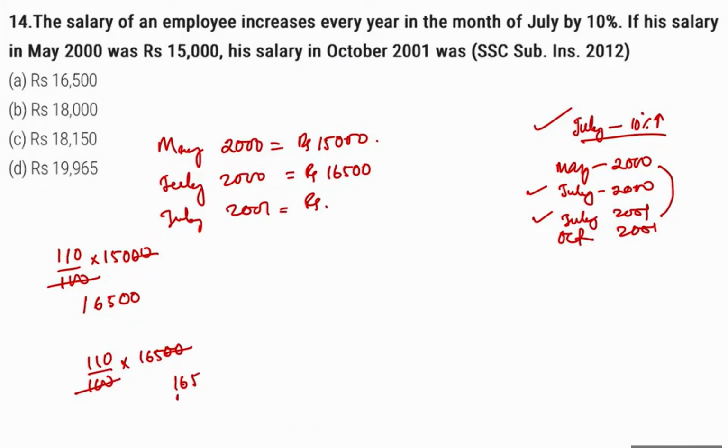165 into 110. 165 into 02 multiply, let's say so the 0 5 5, 6 1 1 2 5 6 1. 5 1 6 plus 1 7 plus 1 8, 1 1 8 1 5 0, 1 8 1 5 0.